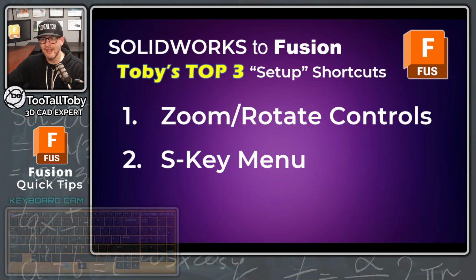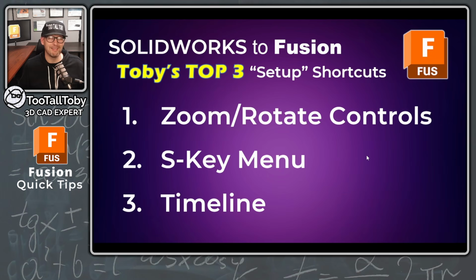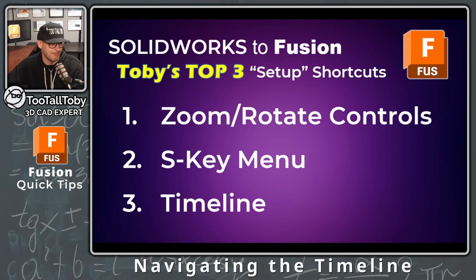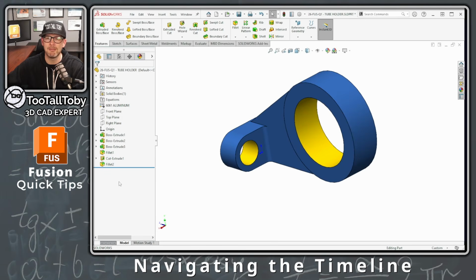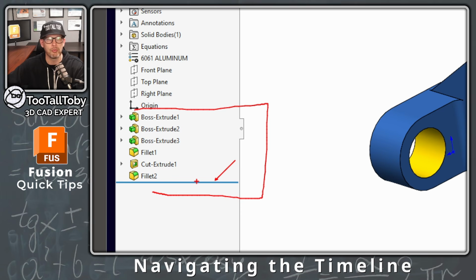And so the final thing that I wanted to share with you from my top 3 setup shortcuts is really just understanding the timeline. And this really is an understanding thing. I just really didn't understand how the timeline worked in Fusion. So coming from SolidWorks, what I'm used to is this area over here on the left. This is called the Feature Manager Design Tree, or sometimes it's called the History Tree. And this bar here is called the Rollback Bar.